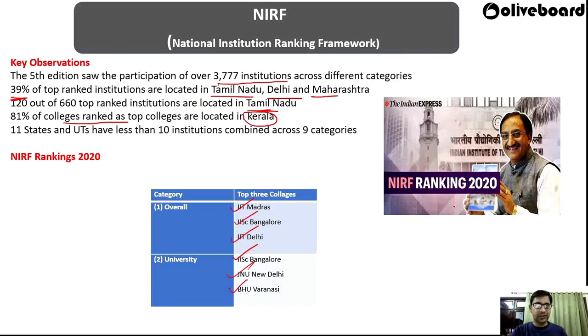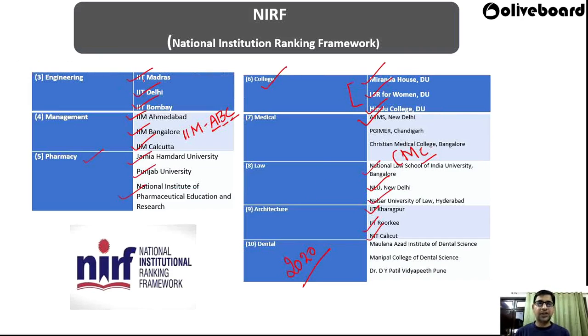Some of the key observations we have already discussed, and we have also discovered the top ranking institution under each category. That is, the top institution in the overall category is IIT Madras, the top institution of our country. Under the university, IISc Bangalore is on the top. Under the engineering college, IIT Madras is on the top. Under the management college, IIM Ahmedabad is on the top. Under the pharmacy category, Jamia Hamdard University is on the top.